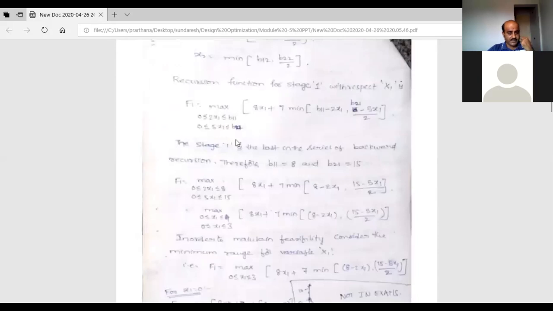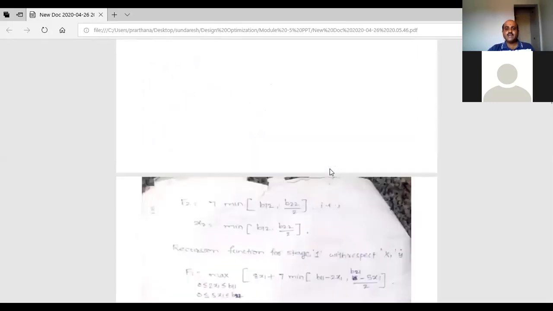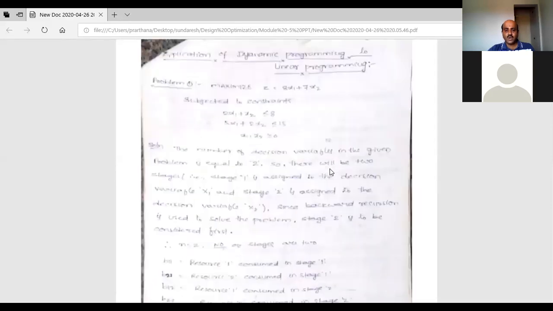So what we say here is that stage 1 is the last in the series of the backward recursion. Therefore, we are going to assign the value of B11 as 8 and B21 as 15. So what are B11 and B21? How do we get these values? It is from the range values they have given.